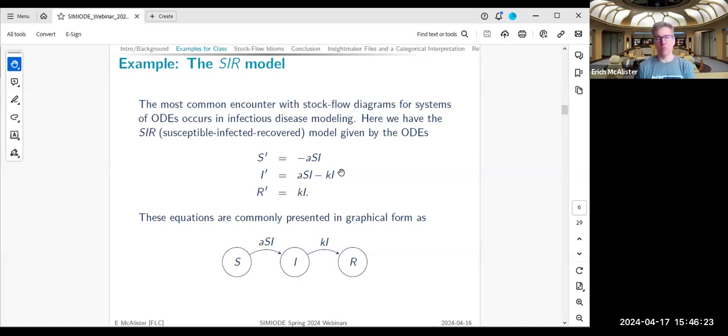We'll talk about the meaning of these parameters. K is the per day percent that the infected people recover. A is some sort of parameter that measures the likelihood a susceptible person picks up the disease from an infected person on a given day.